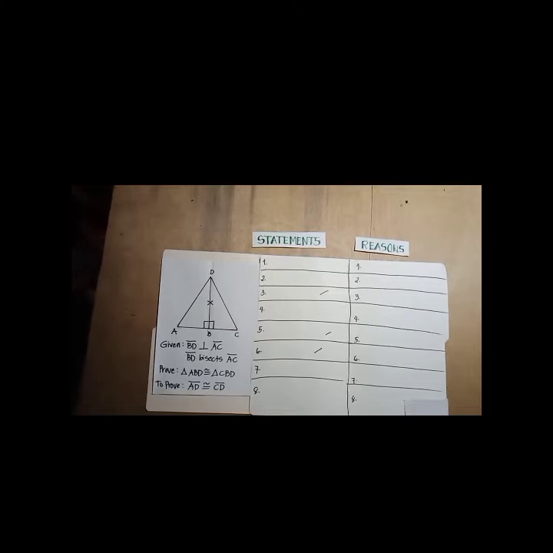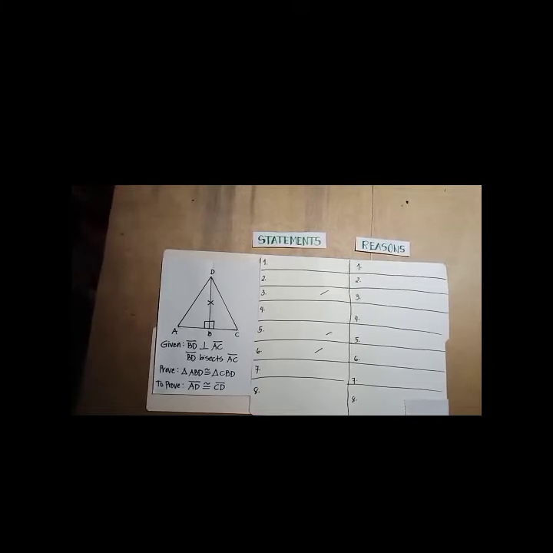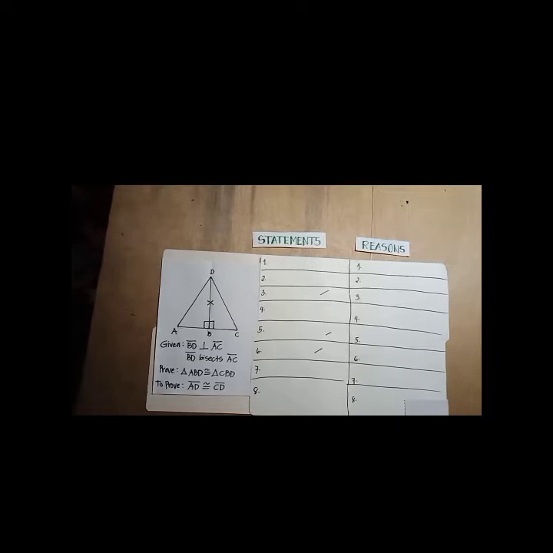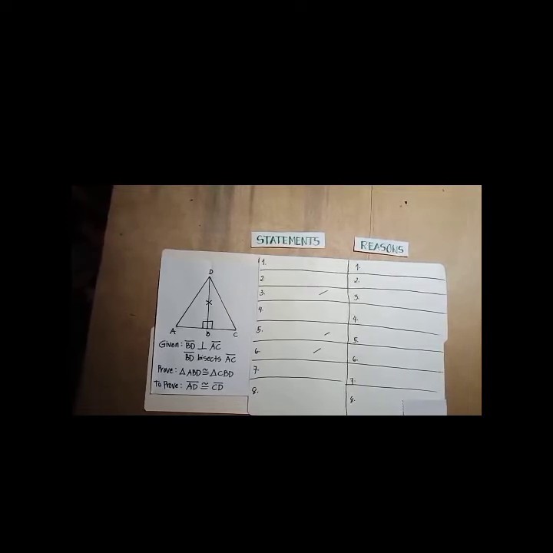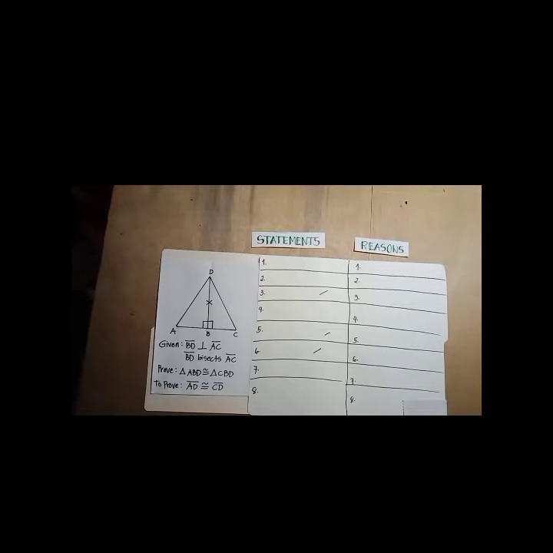So good day everyone. Today I will be discussing the two-column proof in triangle congruence. Every proof has these things in common. They all have a diagram, a statement reason table, some given information, and something that you have to prove.